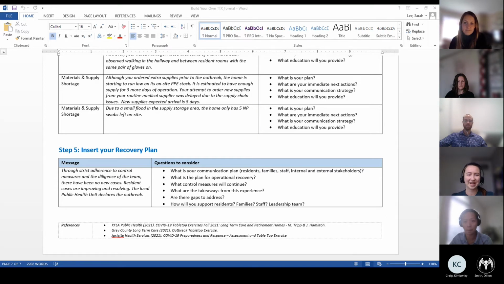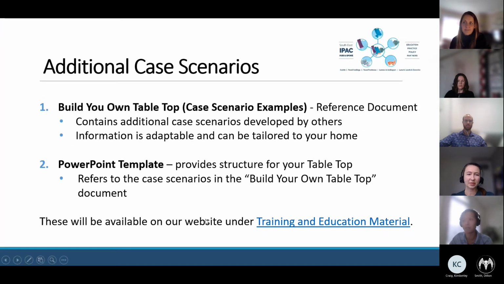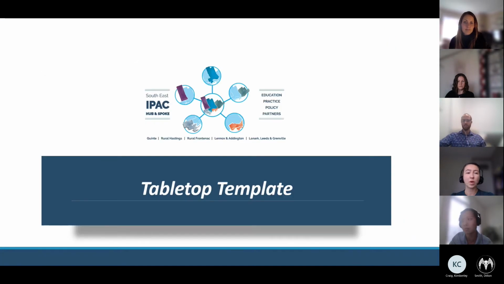Perfect. Thanks, Sarah. So for the second resource, we have a PowerPoint template, which will be available alongside the Build Your Own tabletop that is filled with the case scenario examples. It is designed so you can pick what tabletop scenario you want and just plug it into the presentation template. It outlines a general presentation template that can be followed, as it also has sections for you to put in things like objectives and agenda. So the facility just has to fill in the unique particulars into each slide and they're ready to run their tabletop exercise. So now we'll go to the last Slido question.